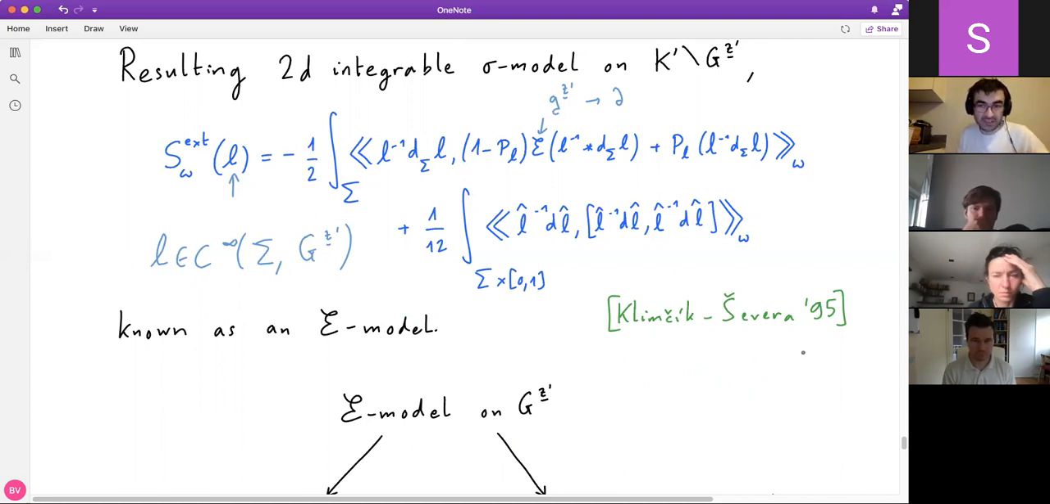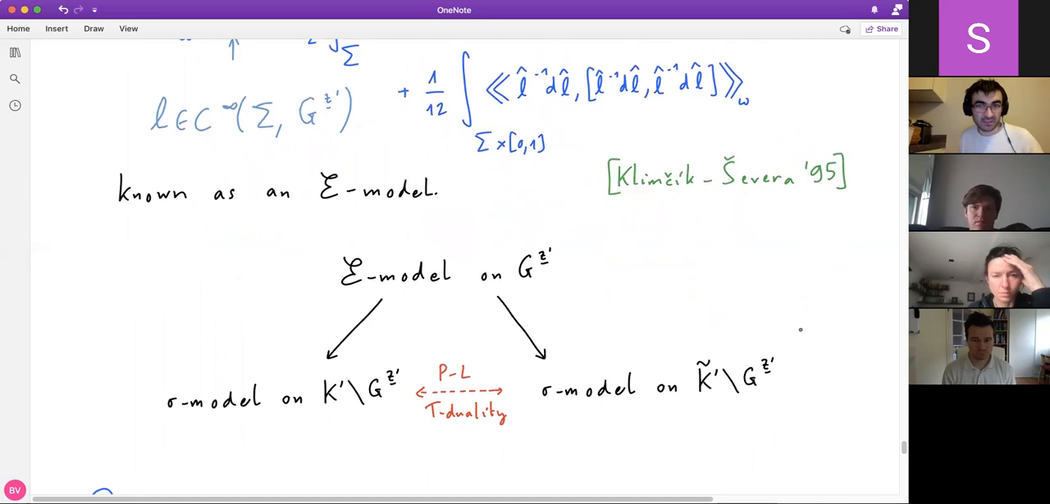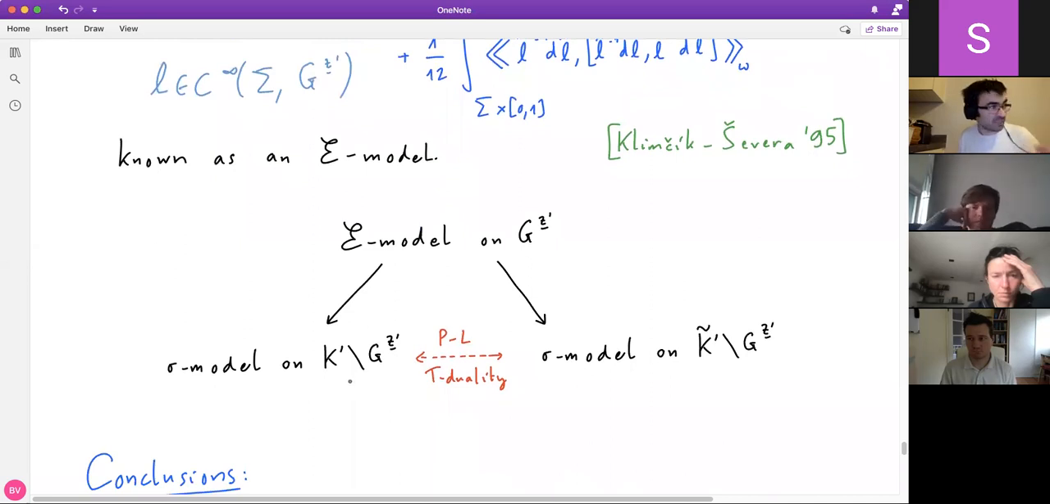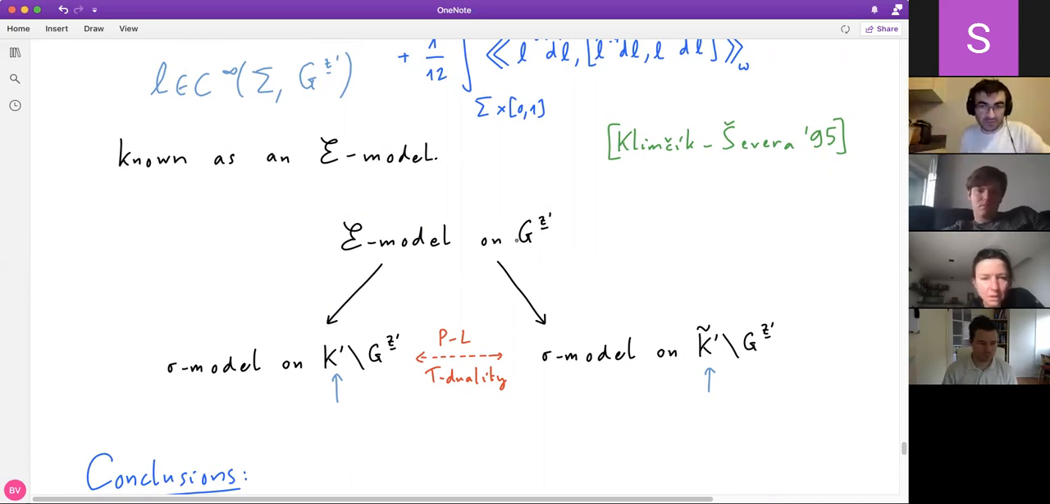Initially, Klimcik and Severa constructed these just as theories which have the nice property that they exhibit Poisson-Lie T-duality. This is a non-abelian generalization of T-duality. Specifically, remember that part of the data of the theory which I've constructed for you is this isotropic subgroup of the defect Lie group. If you choose a different isotropic subgroup, what you get is a different model. But the theory of Klimcik-Severa tells you that these are actually Poisson-Lie T-dual if they're associated to the same E operator. So there's this overarching E model which lives on the defect group, and it has various reductions depending on different choices of isotropic subalgebras of the defect Lie algebra. And these are all Poisson-Lie T-dual to each other.